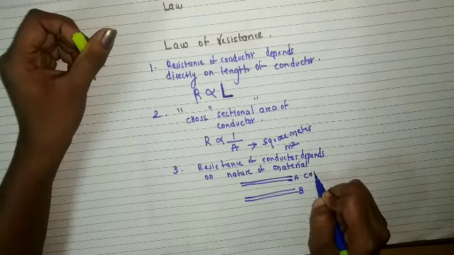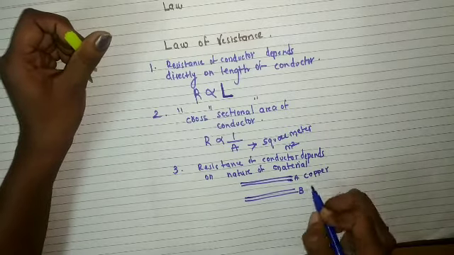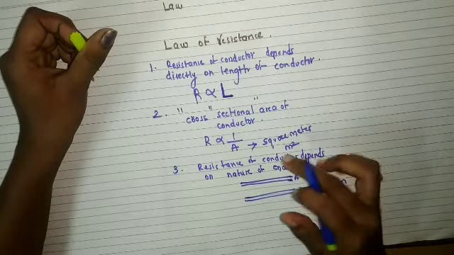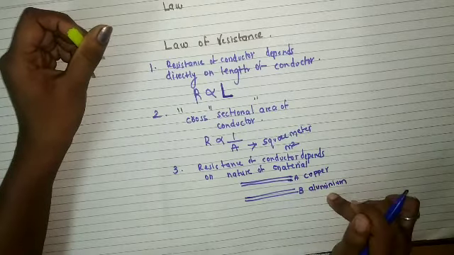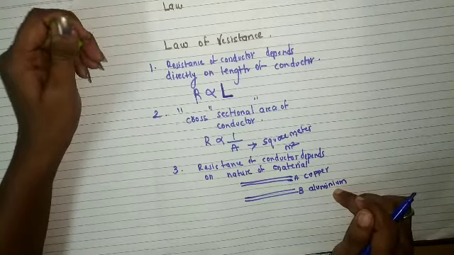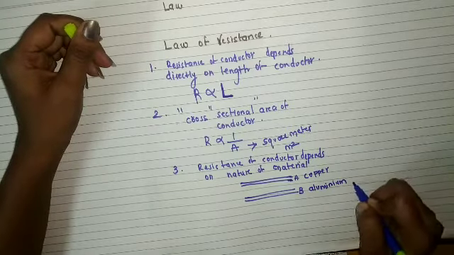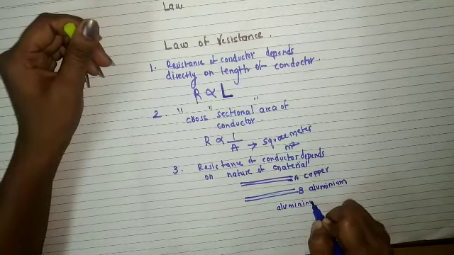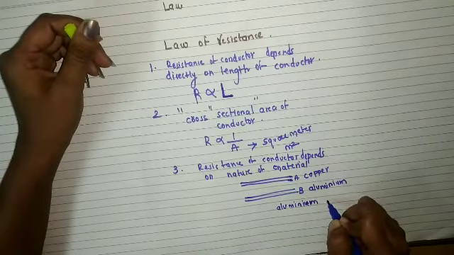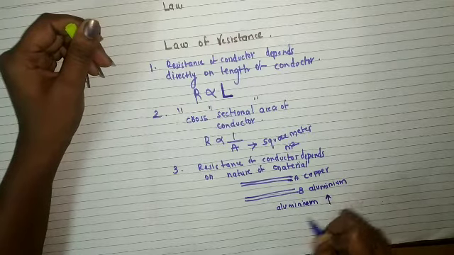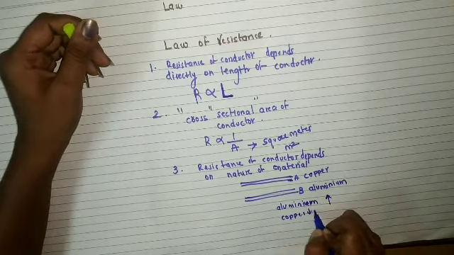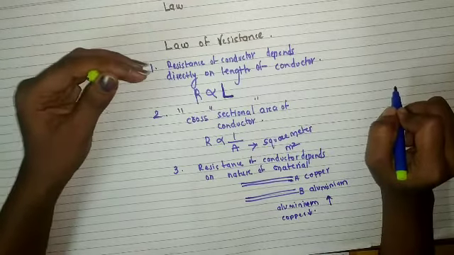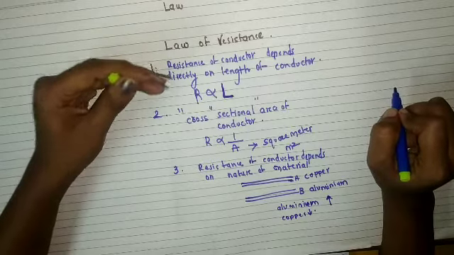If the length and the cross sectional area of the conductors are the same, but one conductor is copper and the other is aluminium, the resistance of aluminium is more. Aluminium resistance is more than copper. So copper has lesser resistance. So the resistance of a conductor also depends on the nature of material.